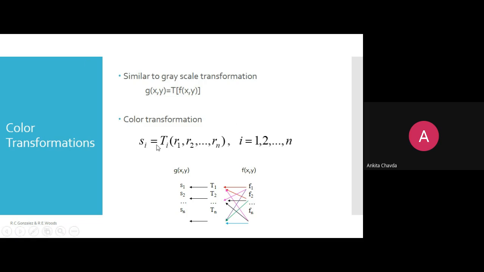You have Si is equal to Ti(R1, R2 till Rn), whatever the number of planes or whatever the number of colors you are having. If you talk about RGB, then you will have three colors. If you talk about CMYK, then you will have four colors, right? So it depends on that. Generally we will have R1, R2 and R3, right? So here this i will be 1, 2 till n. So this is what your f of xy is, having f1, f2, fn, whatever it is, right? Or you can represent it better as R1, R2, R3 and so on.